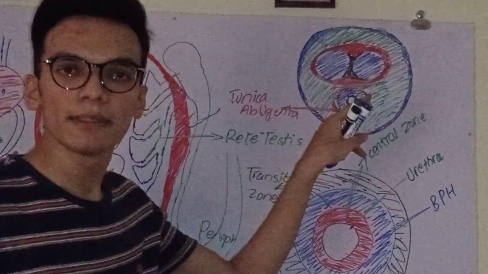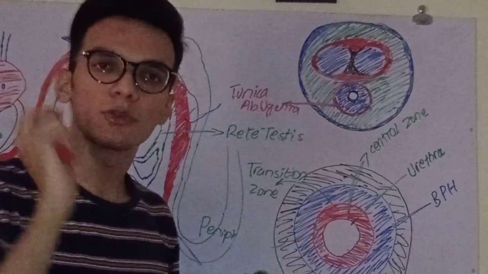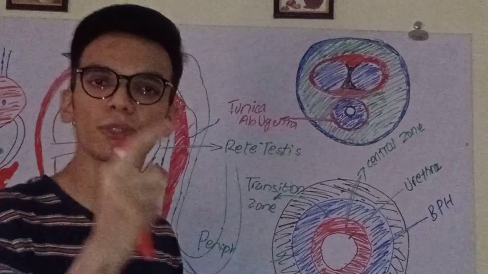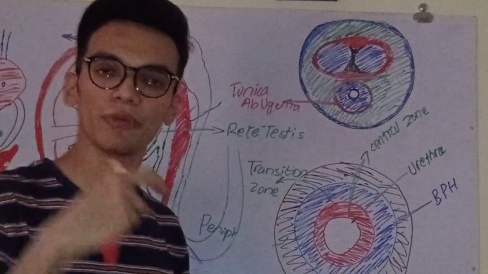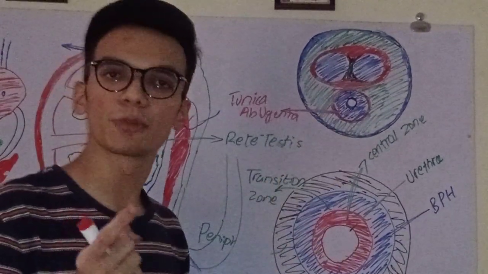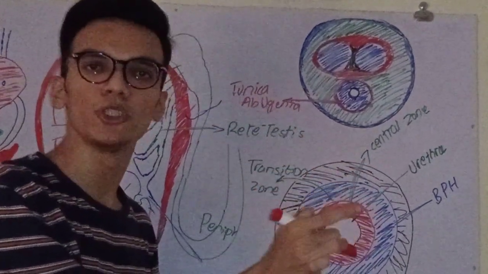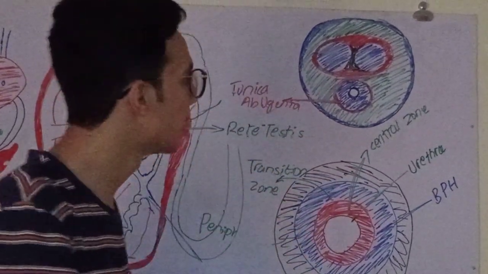We have discussed that the penis consists of two types of erectile tissue, the corpus cavernosum and the corpus spongiosum. The corpus cavernosum is present on the dorsal side and the corpus spongiosum on the ventral side, and the urethra runs through the corpus spongiosum. The corpus cavernosum and corpus spongiosum are covered with the tunica albuginea.